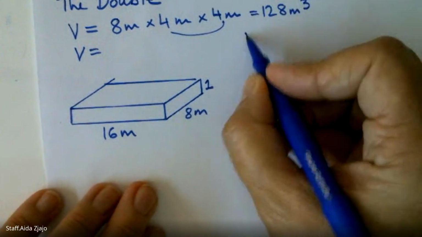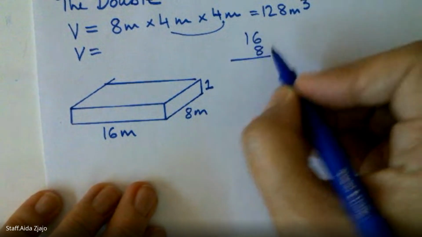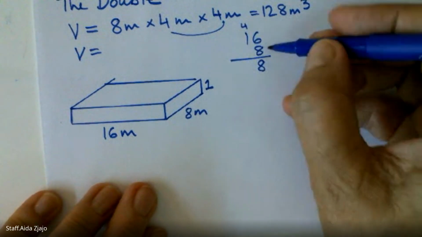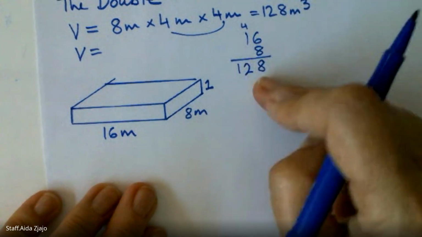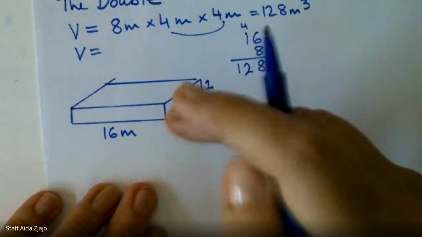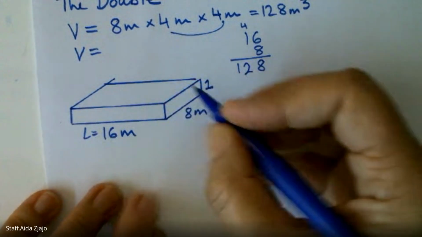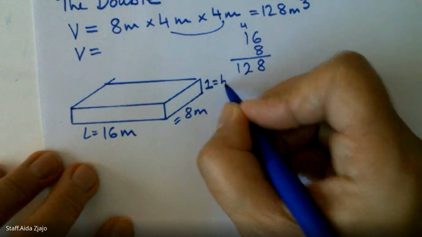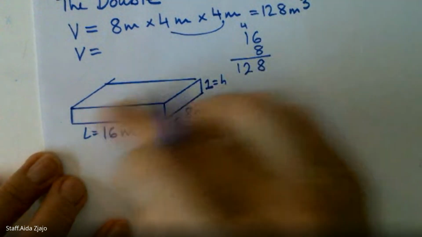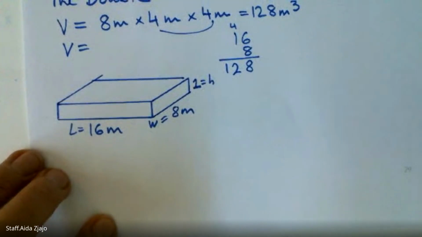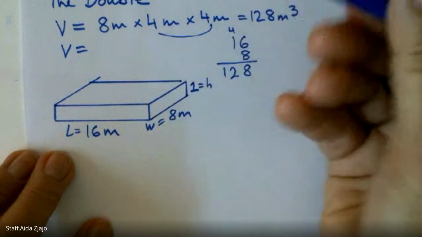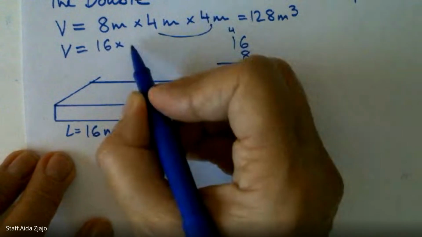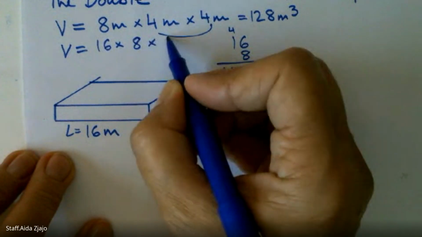Let's check if we are right. 16 times 8: 6 times 8 is 48. Remember 4. 1 times 8 is 8 plus 4 is 12. So we got 128. 16 times 8. So length has to be 16, width has to be 8, and then the height needs to be the 1. So that will take the most space. So it's going to be a 16 by 8 by 1.